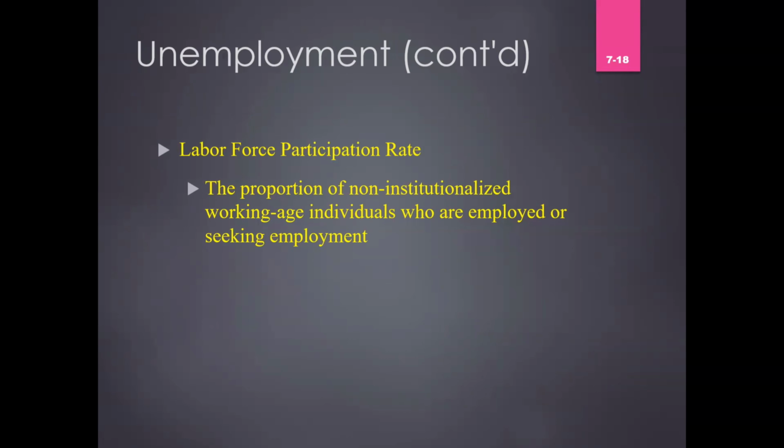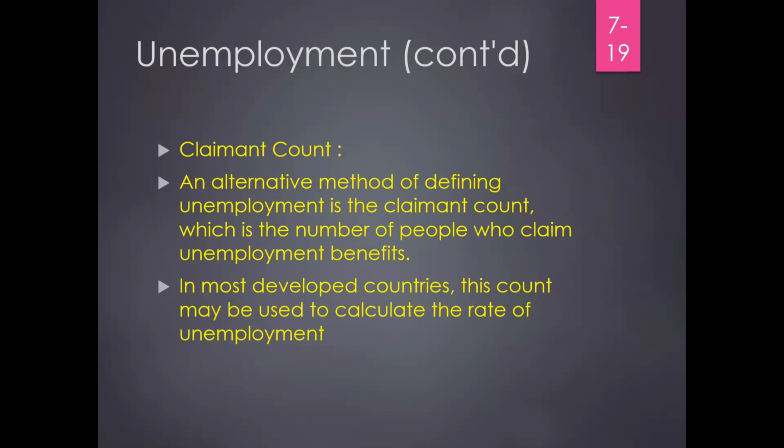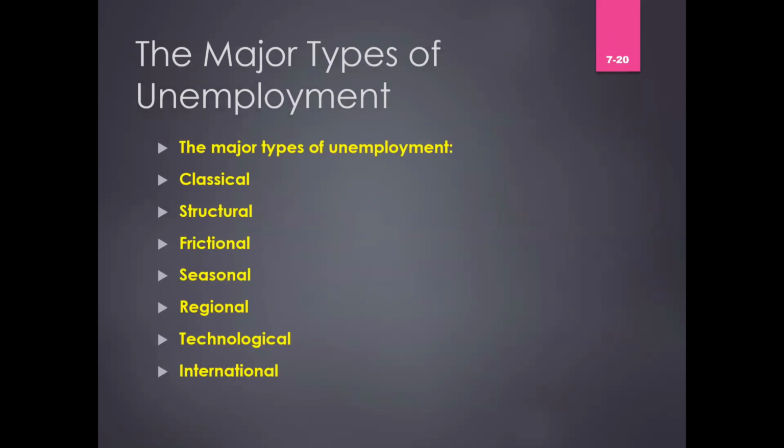Let's continue. Labor force participation rate: the proportion of non-institutionalized working age individuals who are employed or seeking employment. Claimant count: an alternative method of defining unemployment is a claimant count, which is the number of people who claim unemployment benefits. In most developed countries, this count may be used to calculate the rate of unemployment.